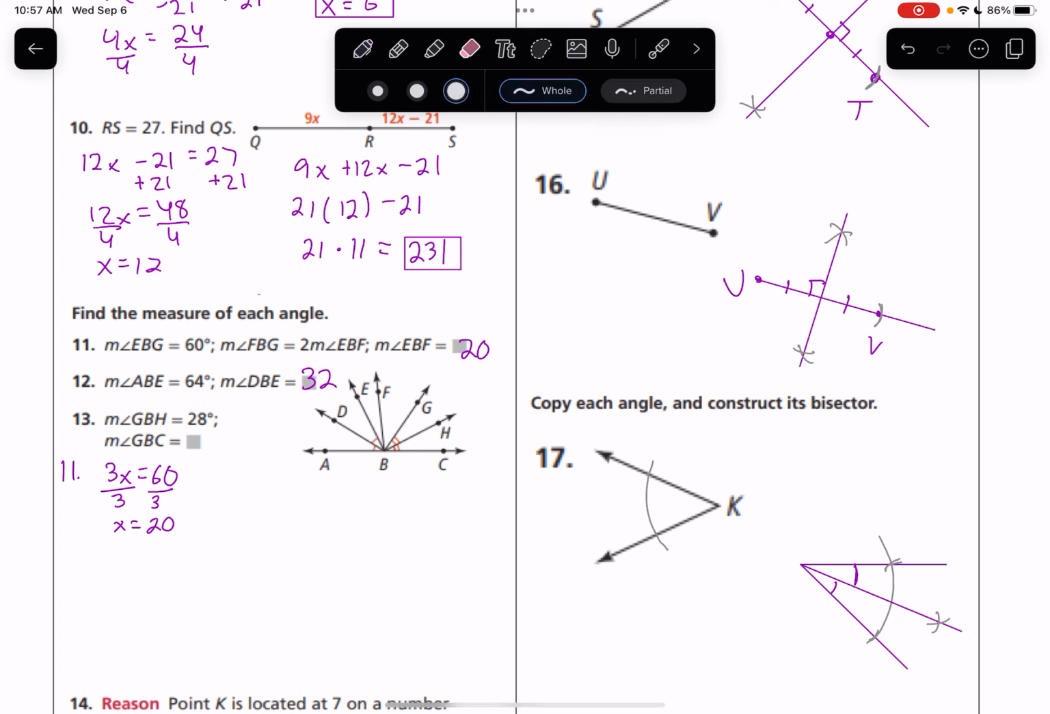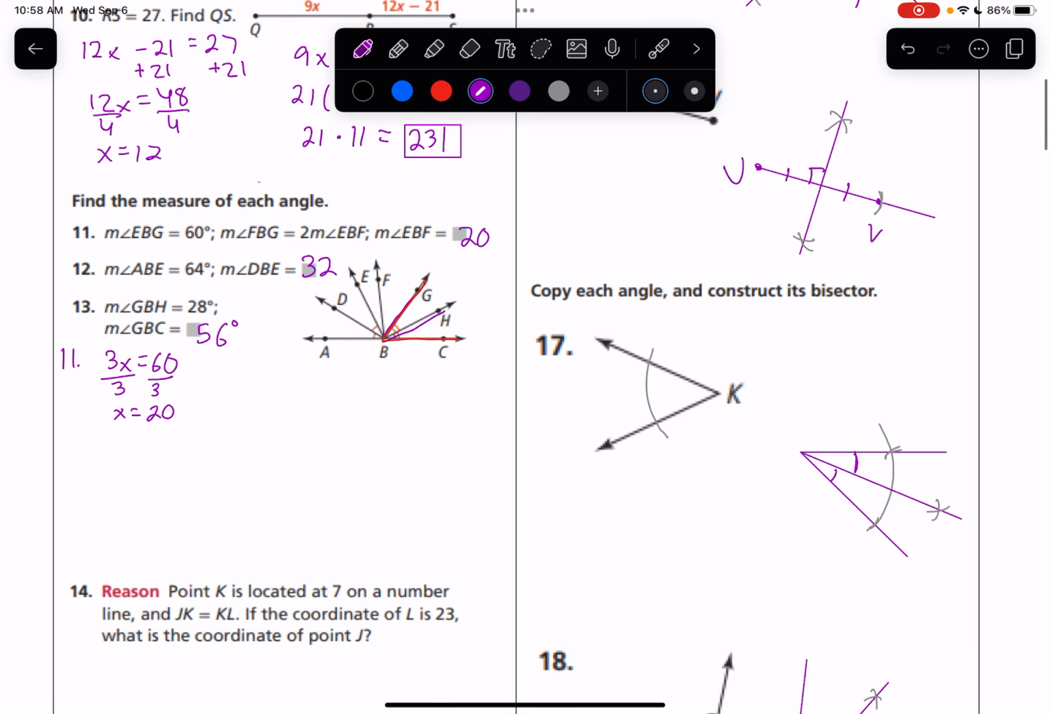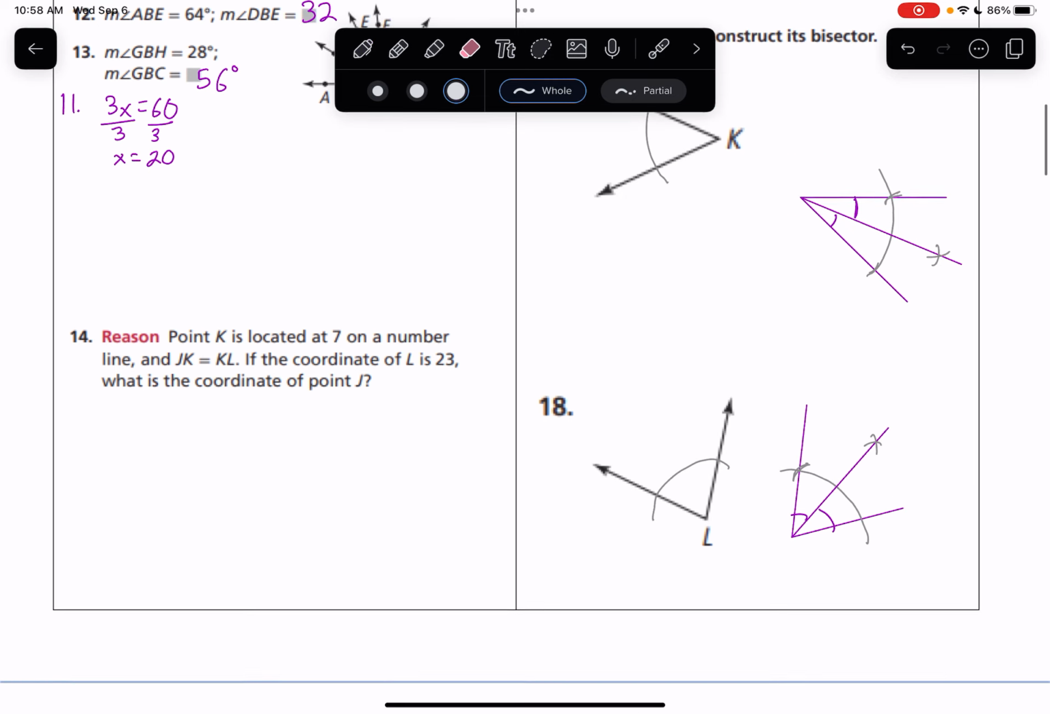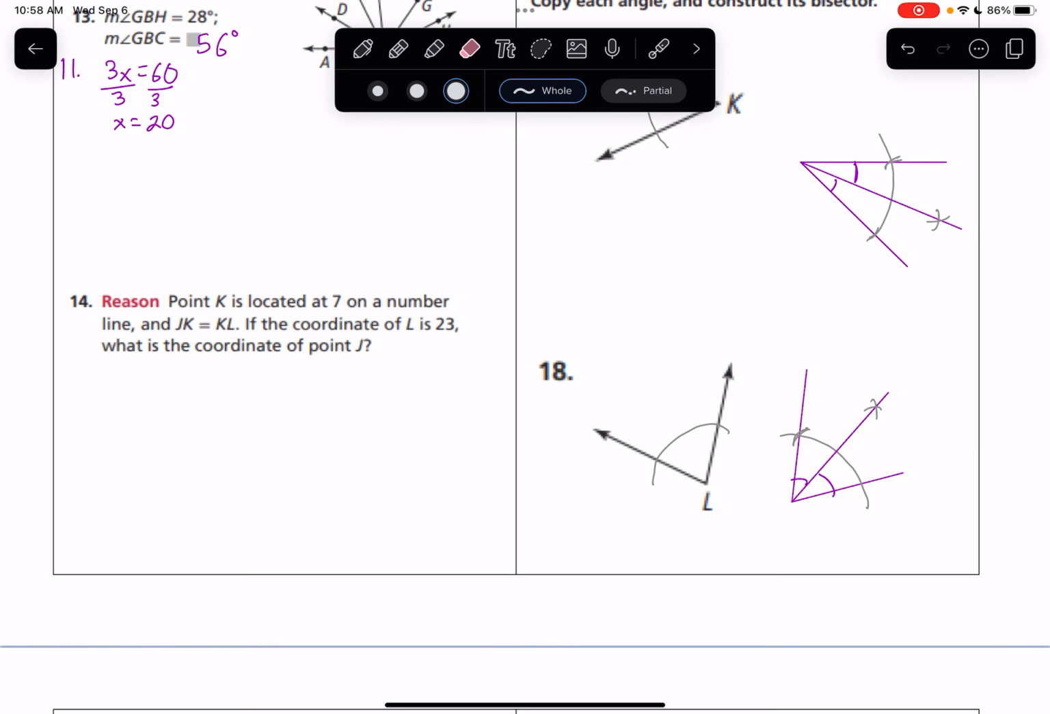And then finally, we've got the measure of angle GBH is 28. So here is GBH. It's got 2 hash marks on it. That's 28. So GBC is going to be double of that amount because we have another angle with 2 hash marks on it. GBC is right here. So we're going to take 28 and double it, which is going to make GBC 56 degrees. I will erase that.